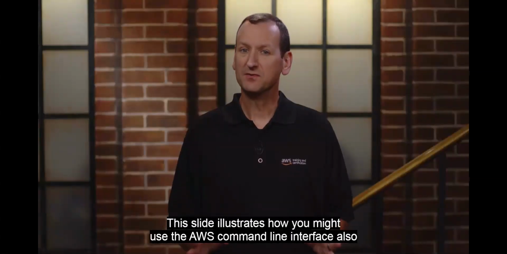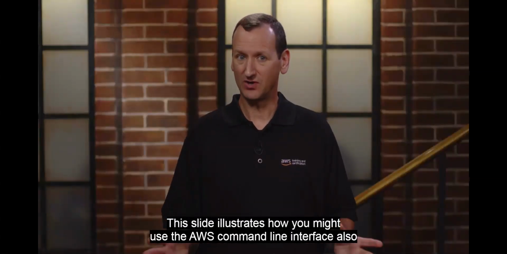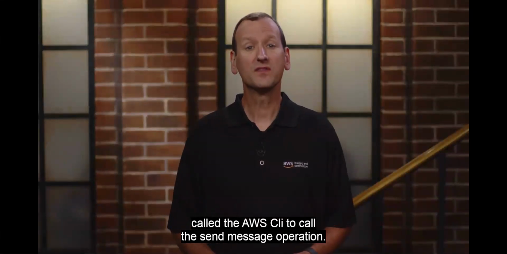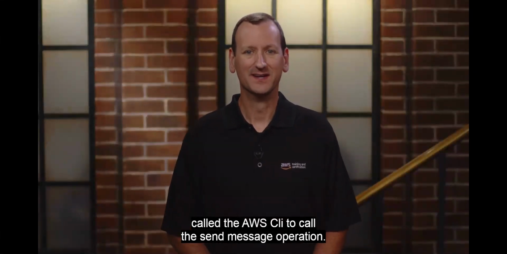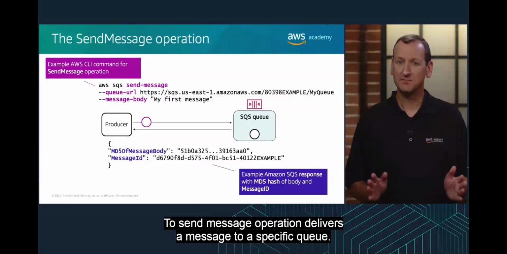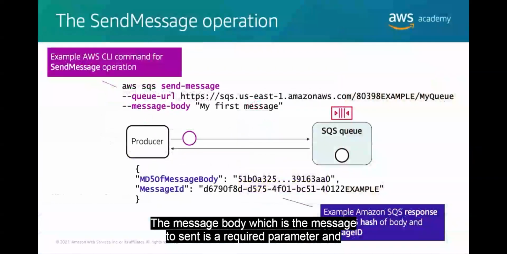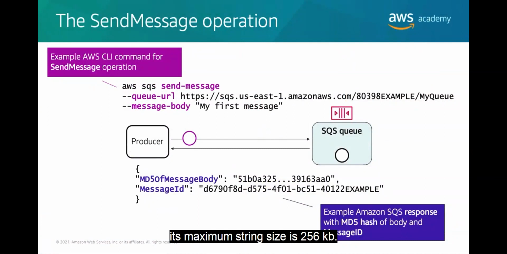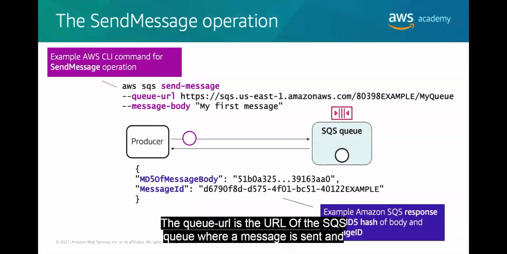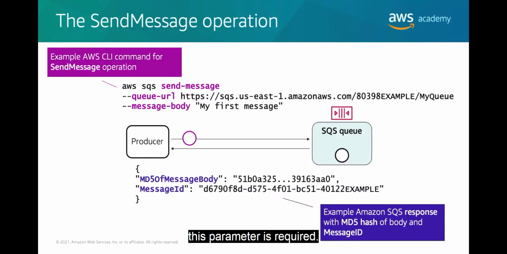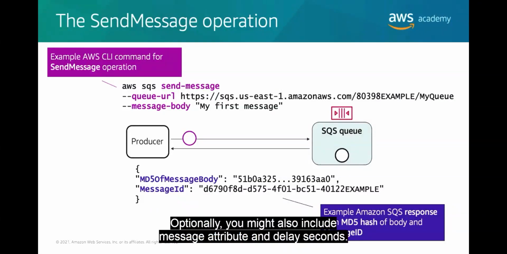This slide illustrates how you might use the AWS command line interface, also called the AWS CLI, to call the send message operation. The send message operation delivers a message to a specific queue. The message body, which is the message to send, is a required parameter, and its maximum string size is 256 kilobytes. The queue URL is the URL of the SQS queue where a message is sent, and this parameter is required. Optionally, you might also include message attribute and delay seconds.